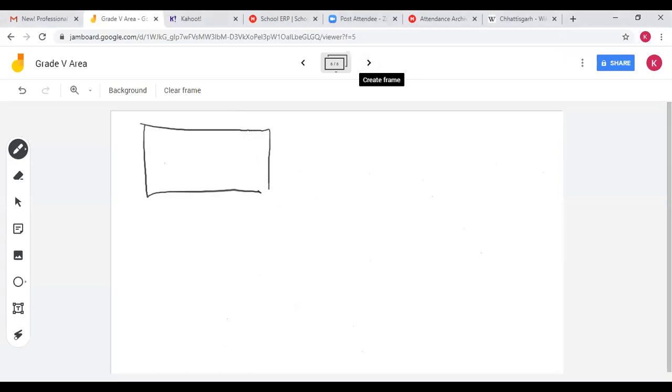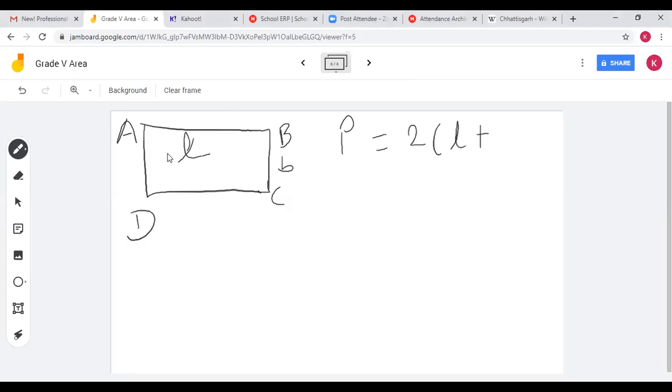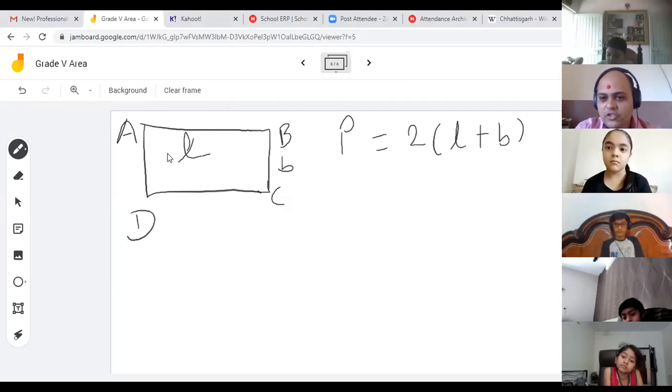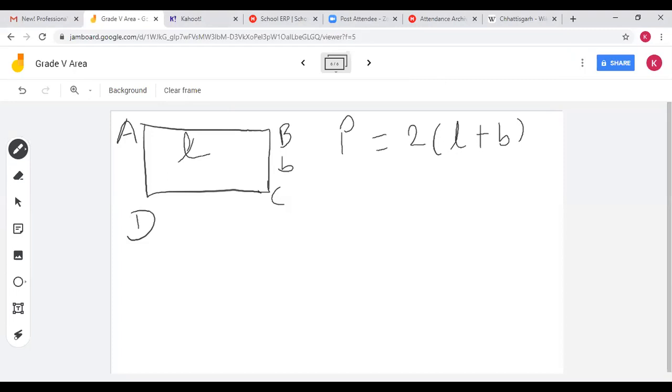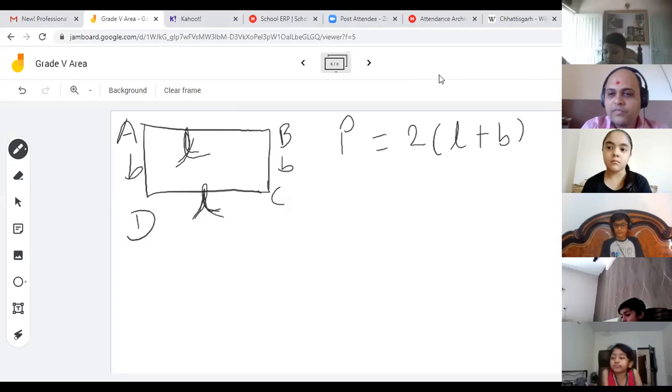Okay, yes, right? Now in the rectangle ABCD, this side is length L and this side is its breadth B. I can write it like this also. So perimeter is equal to 2 times length plus 2 times breadth. Okay, right? Understood? 2 times L, 2 times B. Why? Because this L is equal to this L and this B is equal to this particular line, which is also B.